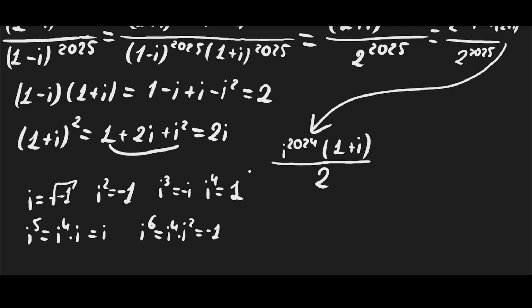So we can see that 2024 is a multiple of 4. This means that i to the 2024 would be just 1. So the final answer would be (1 plus i) over 2. So this was the basic calculations about complex numbers. The next chapter is about the polar form of complex numbers.